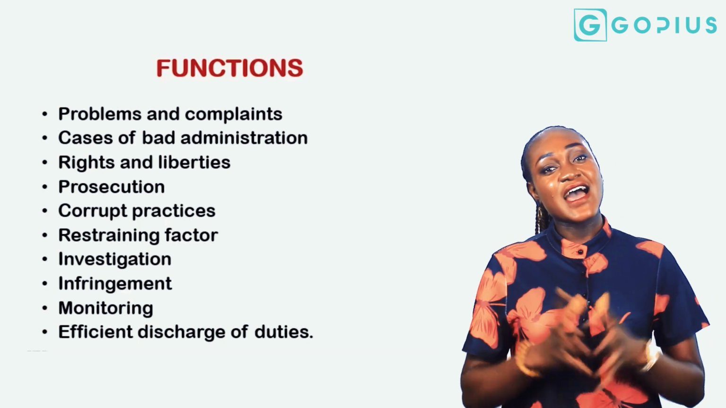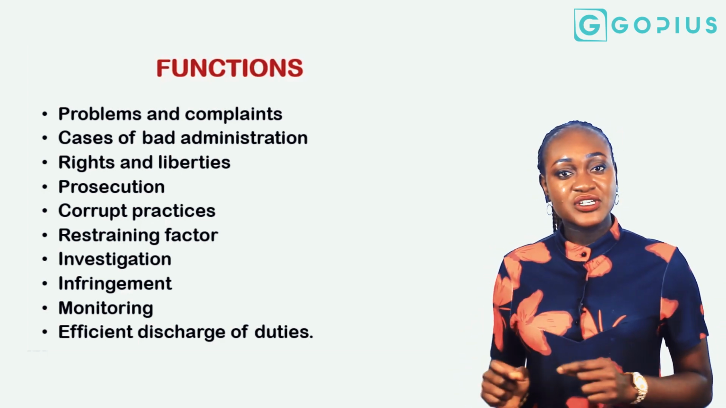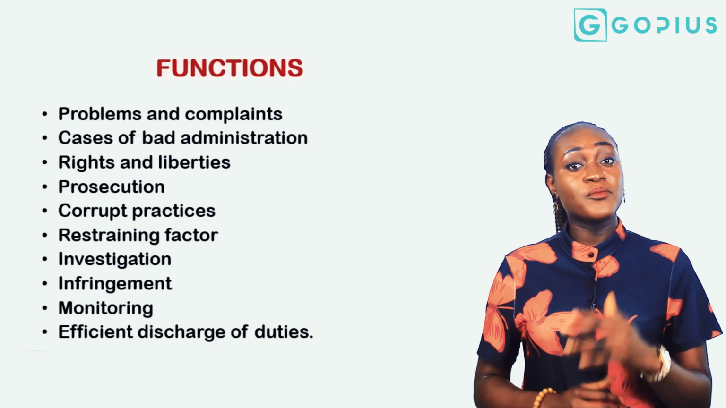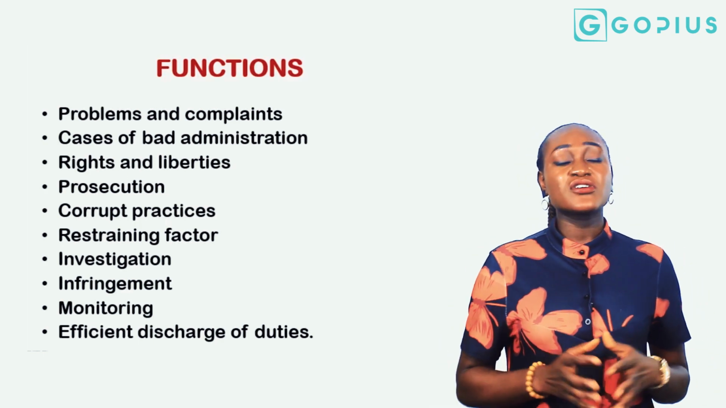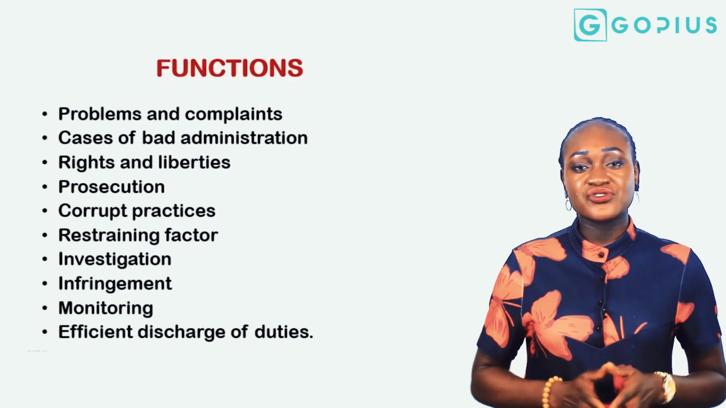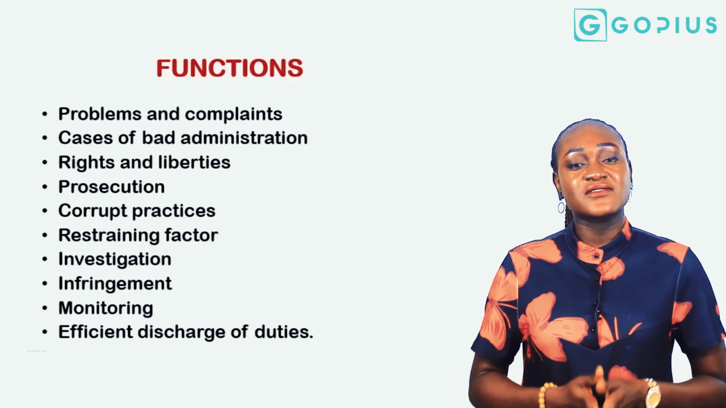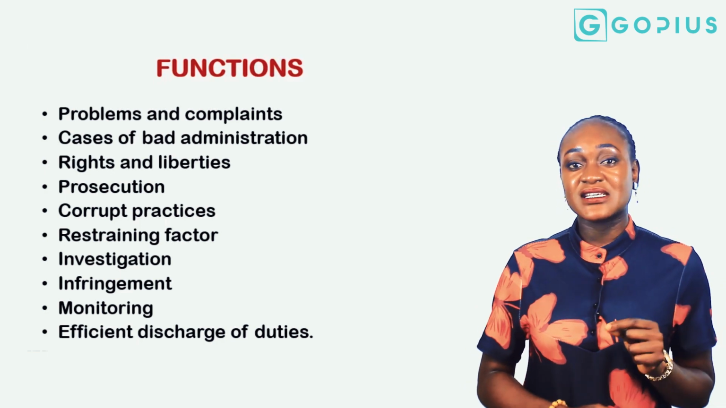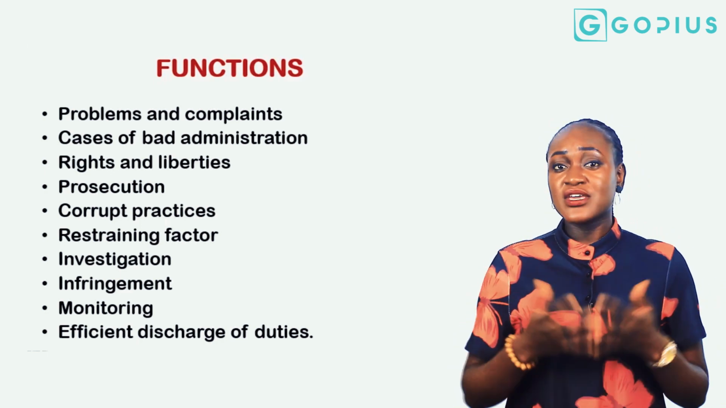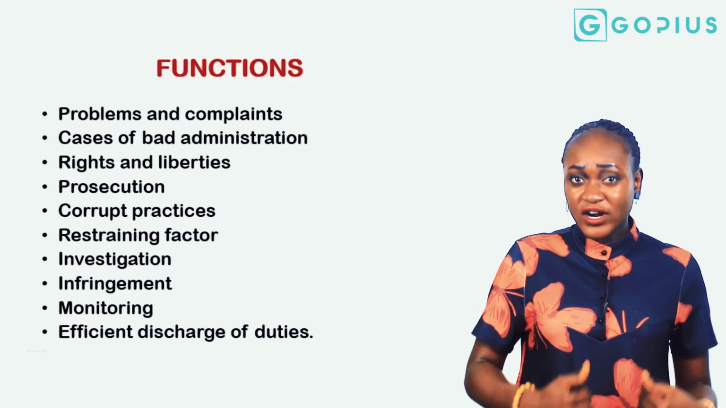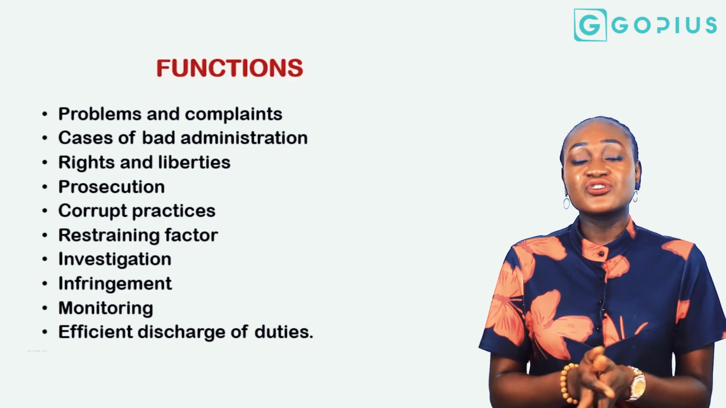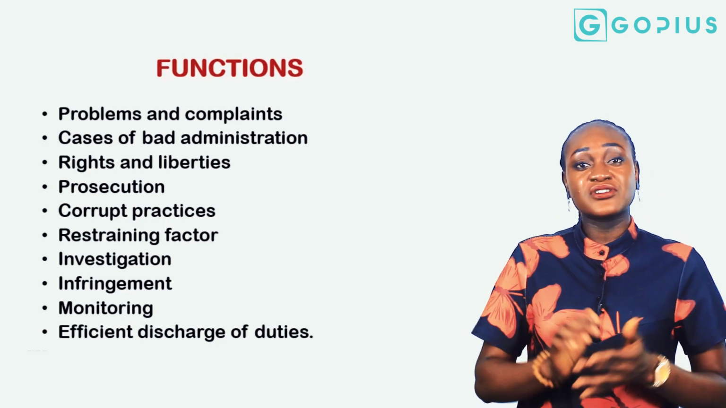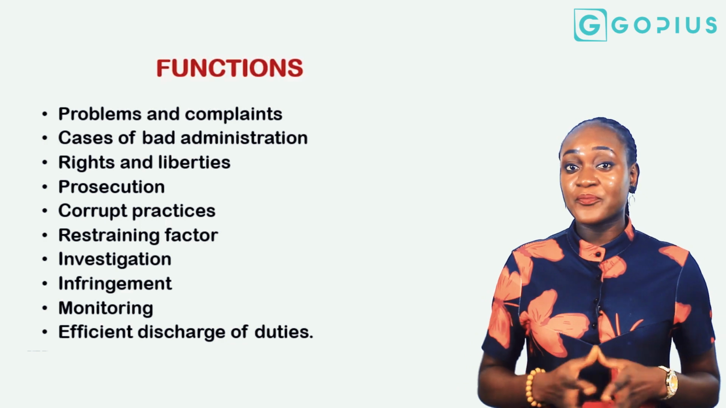So let's look critically at the functions of the Public Complaints Commission. One is problems and complaints. If you have any complaint, any problem against any public official, you report to them. And of course, they also investigate cases of bad administration. So when you write, they would investigate to find out really if it is true or not. And of course, the rights and liberties of citizens must be upheld. Because the members of this commission are working as servants does not warrant them to turn down or trample on the rights and liberties of citizens. And so the commission is there to ensure that your rights are not trampled upon.